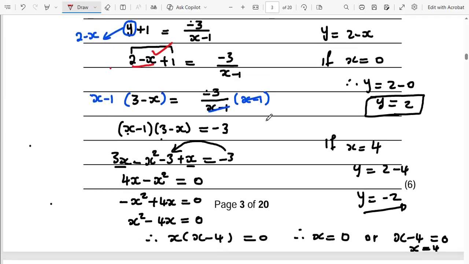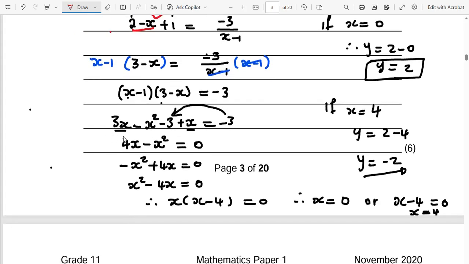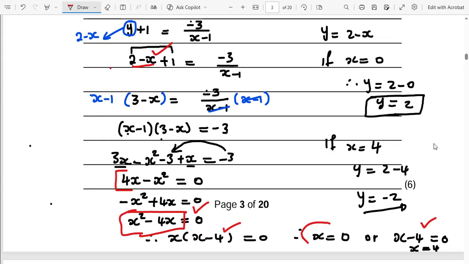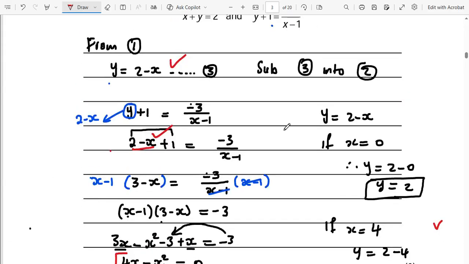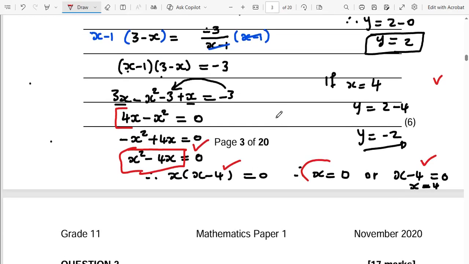In most cases, they mark this step. The quadratic standard form, there's a mark for that in most cases. Then maybe 1 mark for the factors. Then both of these x values, they like to give you 1 mark for both of them. If one is wrong, then you lose that mark. For both y values, you'll get 1 mark, which gives you 6 marks in total. That's how you collect the 6 marks.